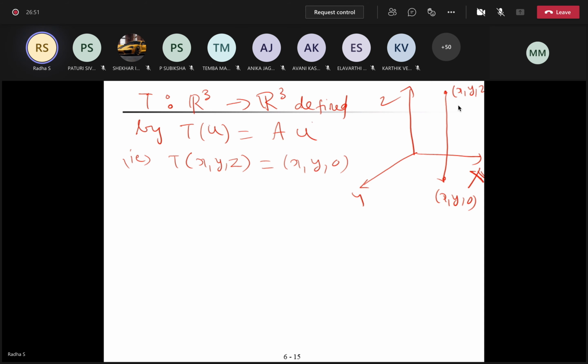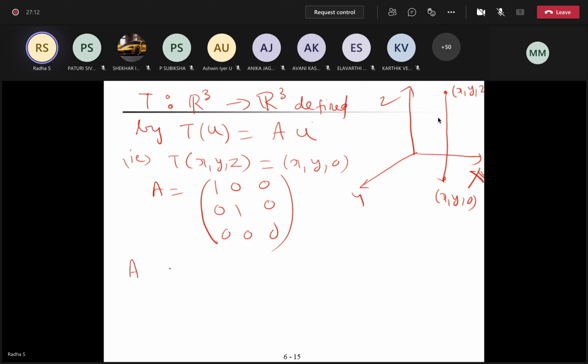Everybody, the last row, all zero. Yes, you are right. What's your name? Ashwin, ma'am. Yes, Ashwin, you are right. Good. His guess is right. A is nothing but 1 0 0, 0 1 0, 0 0 0.